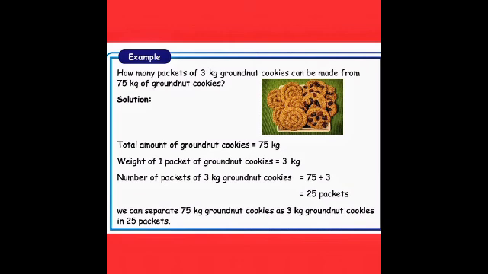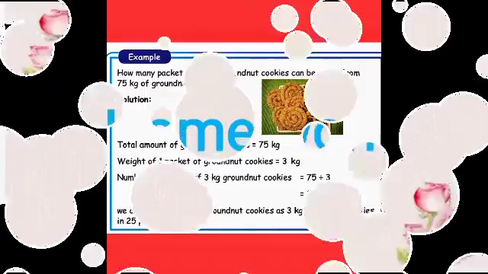So one packet is 3 kg, and the number of packets is what we want to find. So number of packets is equal to 75 divided by 3. 75 in 3 table will get 25. So we will get 25 packets. If you put the groundnut biscuit as 3 kg in one packet, we will get 25 packets. Yes, my dears, did you all understand?